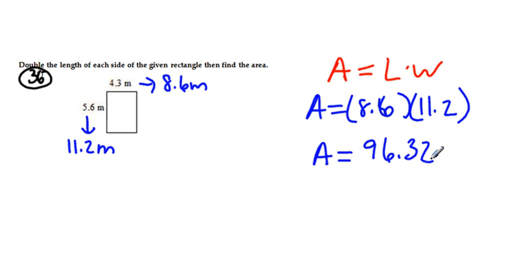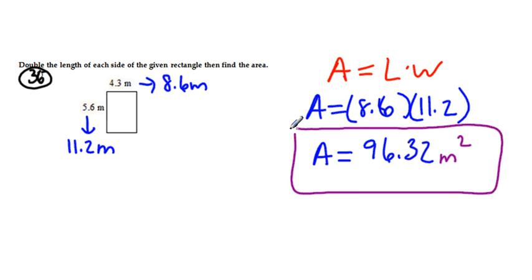This is also a spot where you need to be careful on your units. There are units in this problem. Area is a squared unit. We are in a second dimension. We had meters, 8.6 meters times 11.2 meters, which gives us meters squared. There was no rounding rule listed, so we will give our exact answer of 96.32 meters squared.